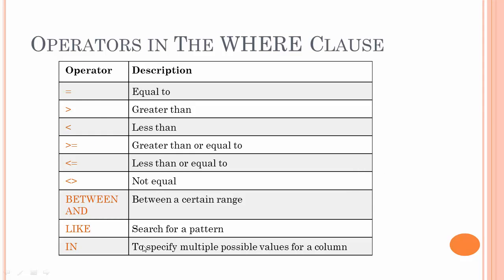Operators in where clause: equal to operator, greater than operator, less than operator, less than or equal to operator, greater than or equal to operator, not equal to operator, between, like, and in operator. We have just seen these two operators, equal to and greater than. Now let's see some other operators as well. So let's check in SQL Server.